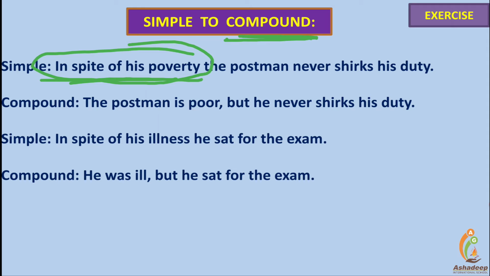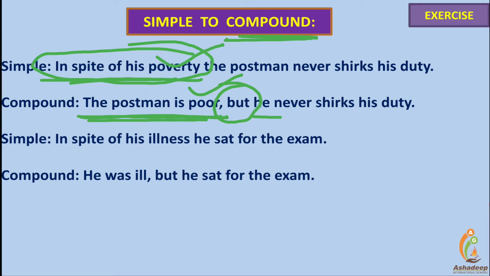Here, in spite of his poverty becomes: the postman is poor. Poverty is a noun, poor is an adjective. The noun has been converted into an adjective. See, now it's a clause. The postman is the subject, is is the verb. The postman is poor, and but is the coordinating conjunction used to combine two contrast-showing situations.